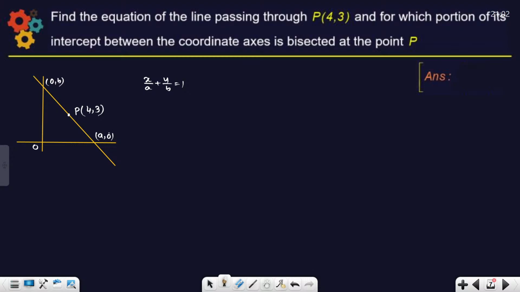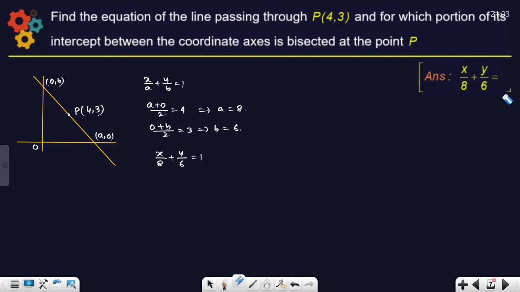So how to find out? Simply apply the midpoint formula, because P is the midpoint. So (a + 0)/2 is 4, so a is basically 8. And (0 + b)/2 is 3, so b is 6. Therefore, the equation will become x/8 + y/6 = 1. So that's the equation of this straight line. I hope it is clear to all of you. Let us move to the next problem.